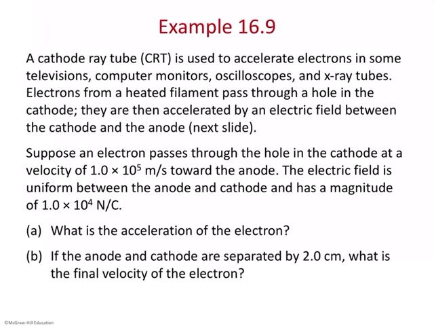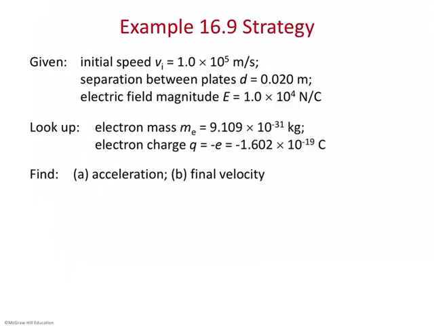This one's talking about a cathode ray. So suppose an electron passes through the hole in the cathode at a velocity of 1 × 10⁵ meters per second. The electric field is uniform and has a magnitude of 1 × 10⁴. So it wants to know first, what's the acceleration of the electron?